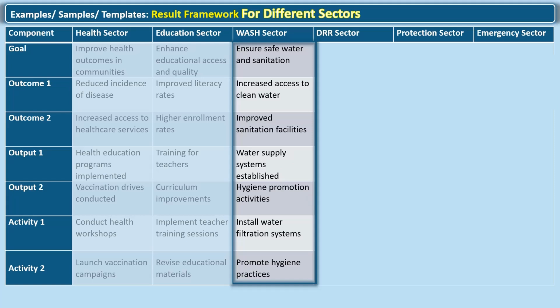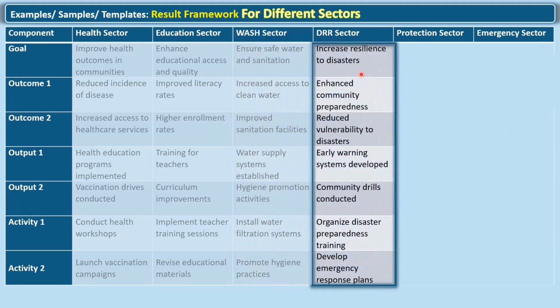Here is an example of DRR sector: increase resilience to disasters. This is the goal. There are two outcomes: enhanced community preparedness, and second is reduced vulnerability to disasters. And these are the different outputs for outcome 1, output 1, and for outcome 2, output 2, and similarly these different activities.